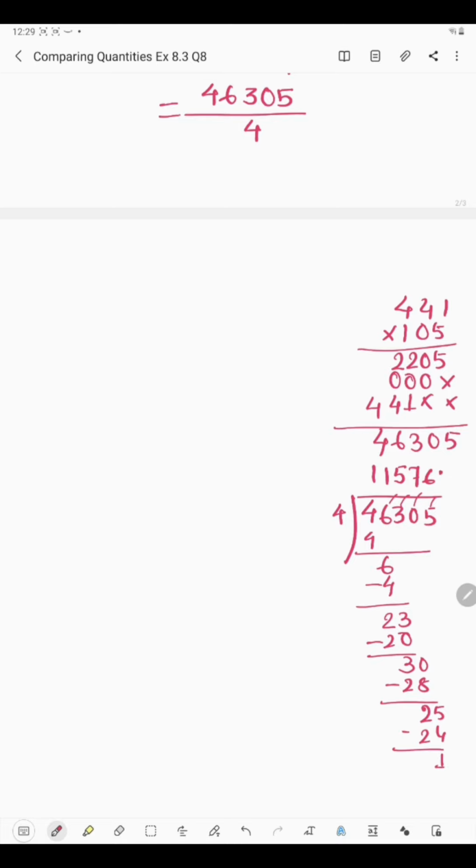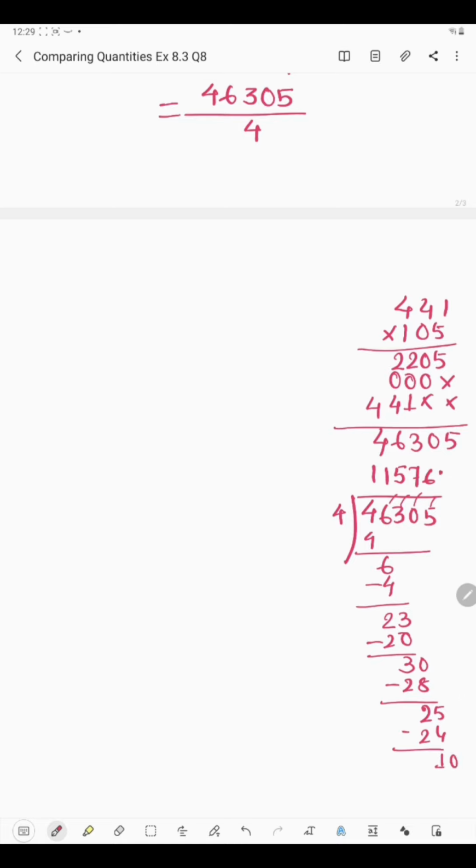Now we'll take the point here, because of the point 0 will come. So 4 2s are 8. 10 minus 8 is 2. Again 0 will come because of the decimal. So 4 5s are 20. So we have rupees 11,576.25. So this will be the amount if the interest is compounded half yearly.